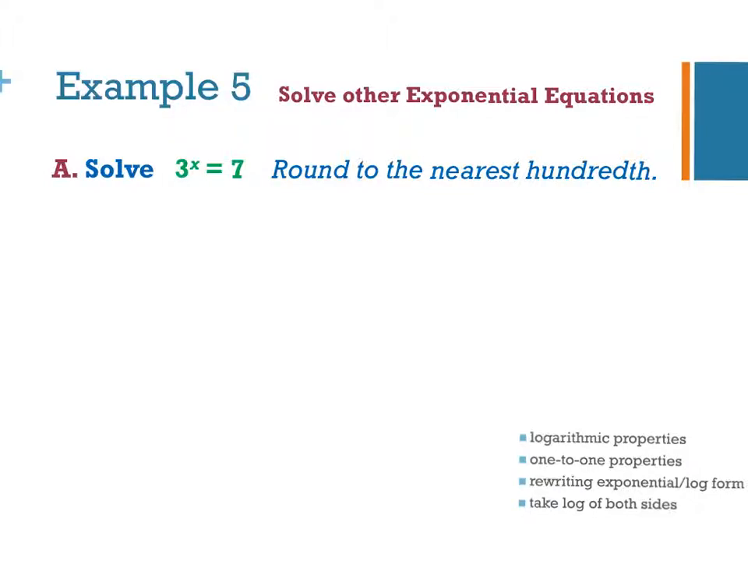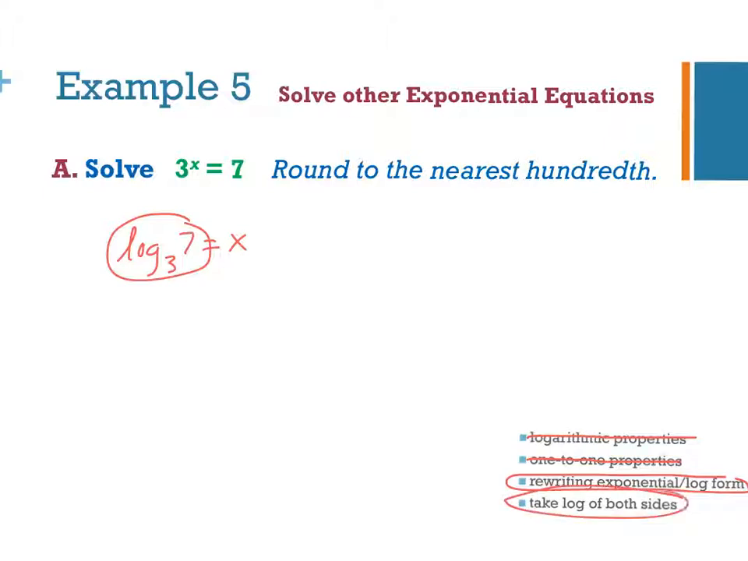Here's another unique example. For this one, we have solve 3 to the x equals 7. So if we run through our list again, we don't have any logarithms to deal with, so we're not going to use any logarithmic properties. We don't have the same base here, so we can't use one-to-one properties. If we try rewriting in exponential to logarithmic form, I guess we'd have log base 3 of 7 equals x. But again, this is something that we don't know and can't evaluate, so I guess we're on our last resort, which is taking the natural log of both sides.